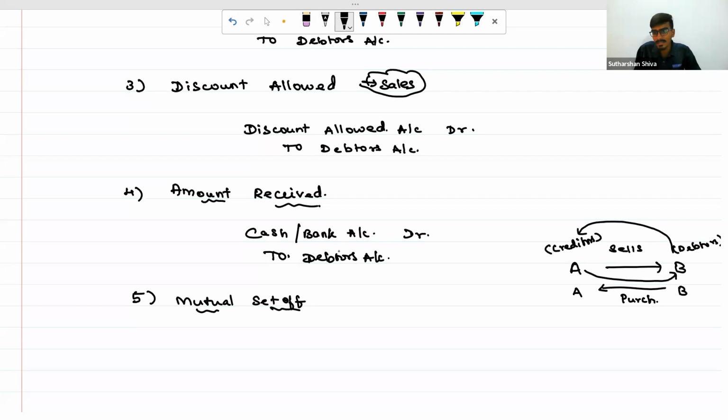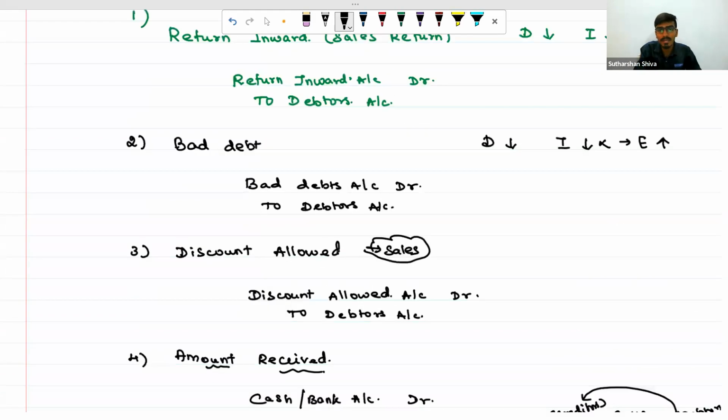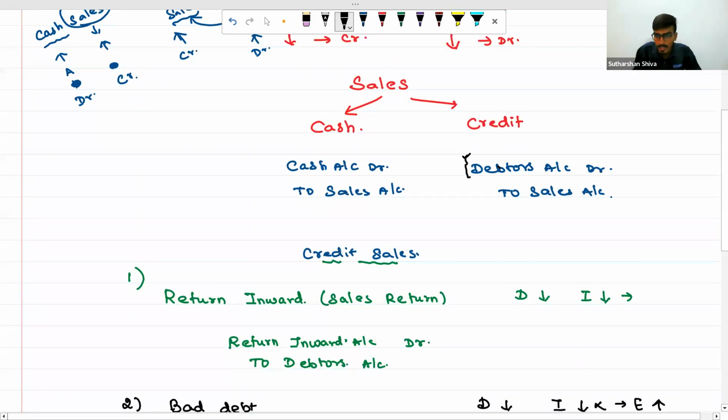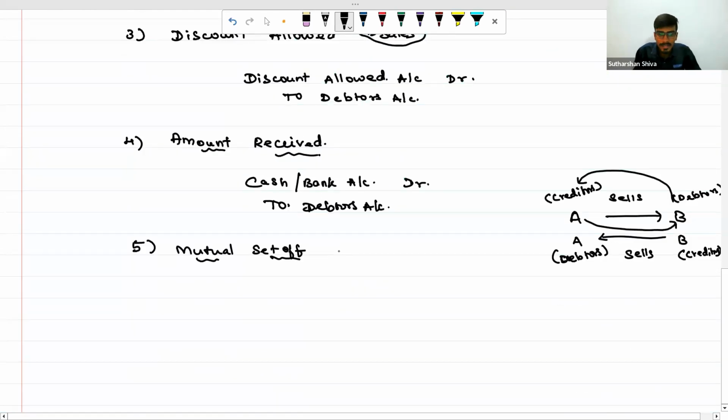If B sells the same thing to A, some other product, A will become a debtor and B will become a creditor. So one way or the other, they will be mutually debtor and creditor. When they have a mutual set off, we will reverse the entries. What is an actual debit entry? Debtors, what we have shown, we have shown it on the debit side. We will decrease the debtors amount.